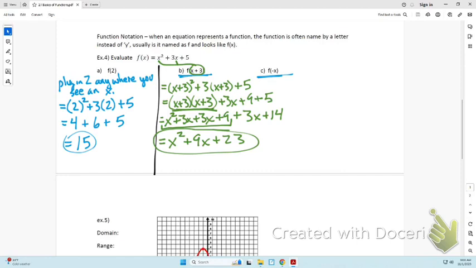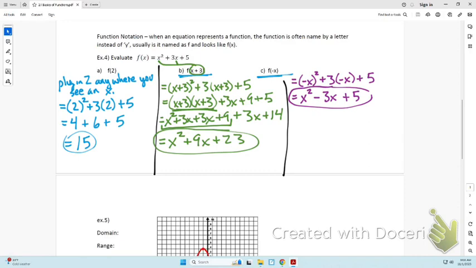For part C, I need to plug in negative x. It goes pretty quick, but be careful with your minus signs. So I'm going to put in negative x like this. And that first one is negative x times negative x, so that's a positive x squared. Over here we got negative x times 3, and you're done. That's it. Just be really careful with your parentheses.